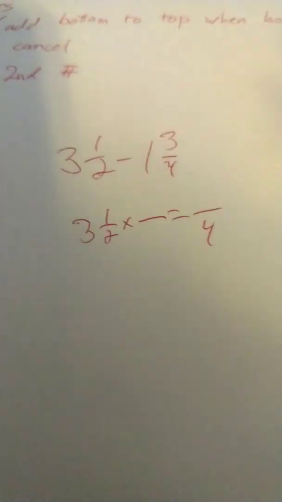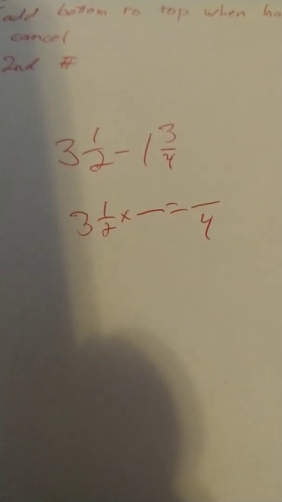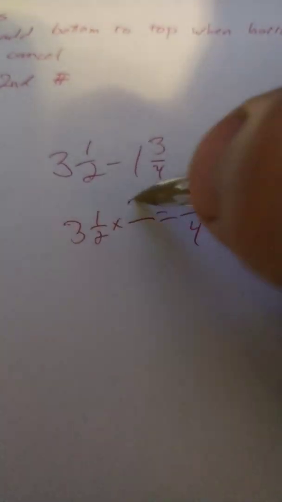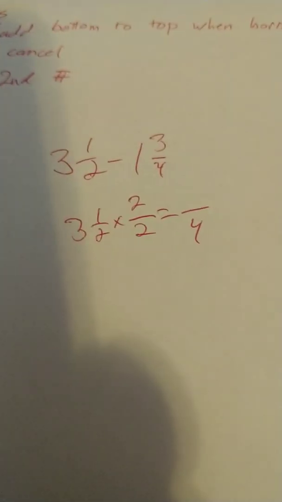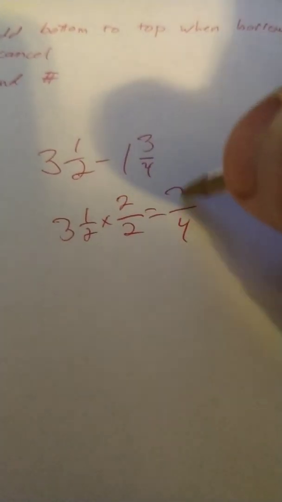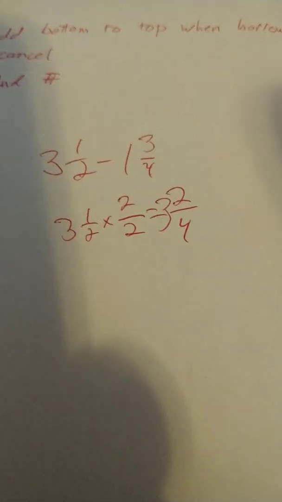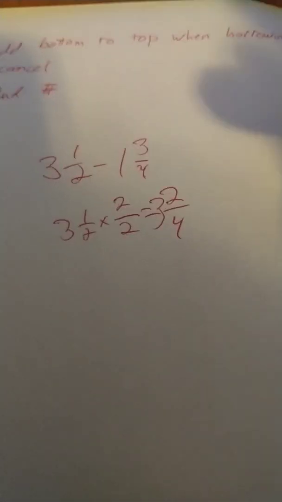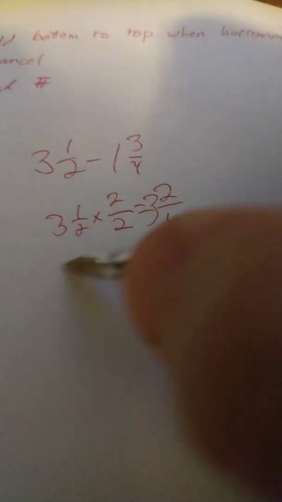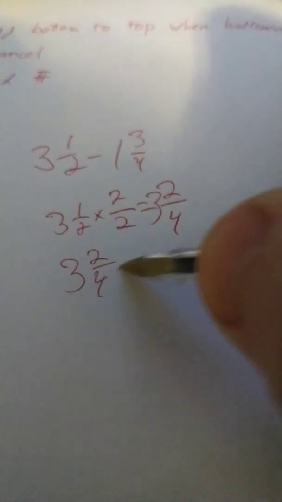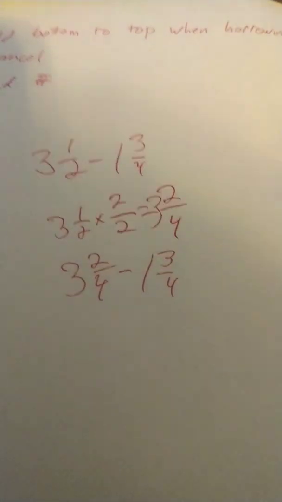3 1/2 times something so that I get a 4 on the bottom. 2 times what will give me that 4? It is 2. So there's the ugly 2 that I'm going to use. So 2 times 2 is 4. 1 times 2 is 2. And the 3 comes right on down. So I now have 3 2/4 minus 1 3/4.